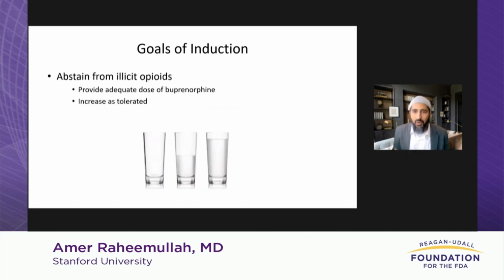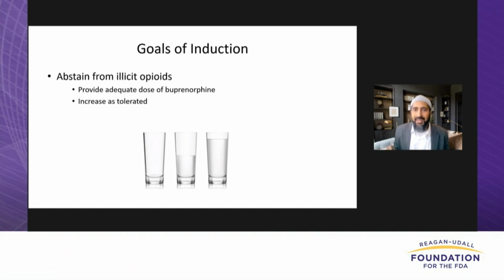The third goal is keeping people on buprenorphine, and illicit opioids is not the goal in people with opioid use disorder. The ideal goal is buprenorphine maintenance without illicit opioid use. The goal is to increase the buprenorphine as quickly as possible to achieve an adequate dose that treats withdrawal and cravings, and to stop illicit opioids as soon as possible if they're continued.